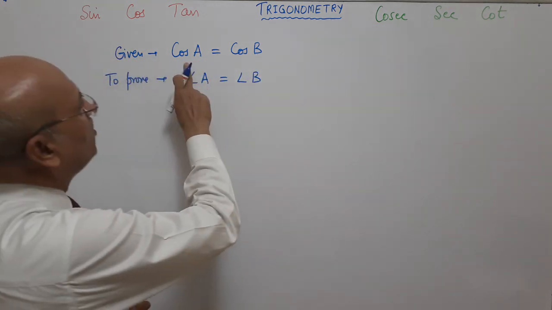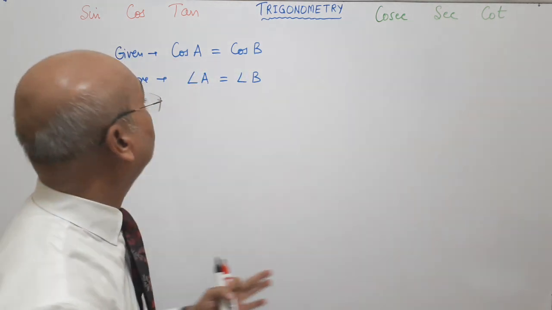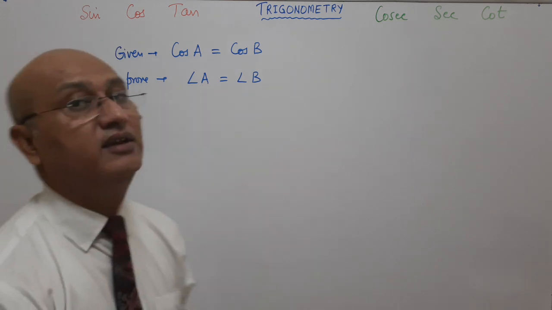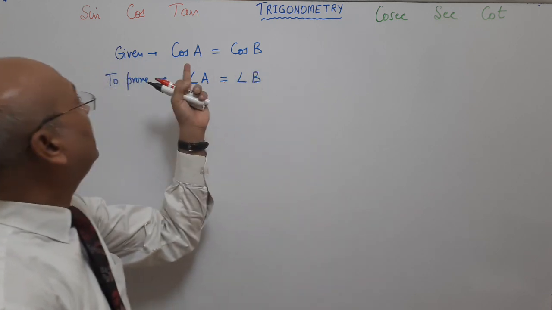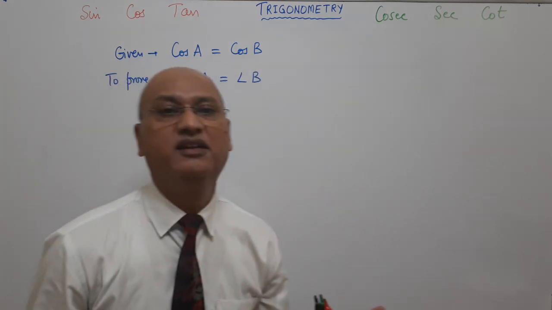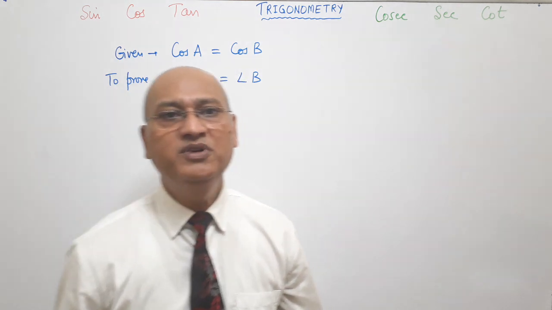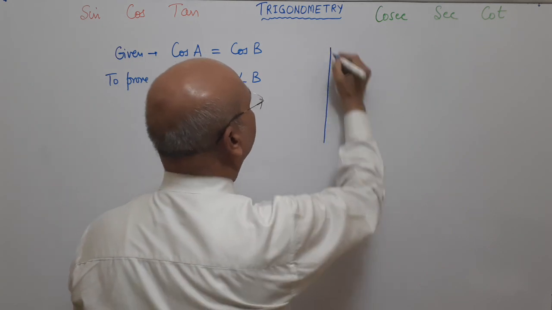You are given that cos A is equal to cos B. This is given to you in the question. And you have to prove that angle A is equal to angle B. Now, if cos A and cos B, angle A and angle B are associated with trigonometric ratios, so I am sure they are going to be acute angles. So, first draw a right angle triangle.